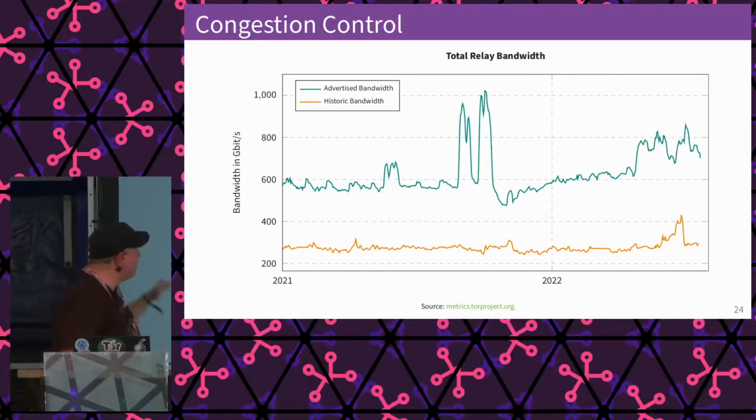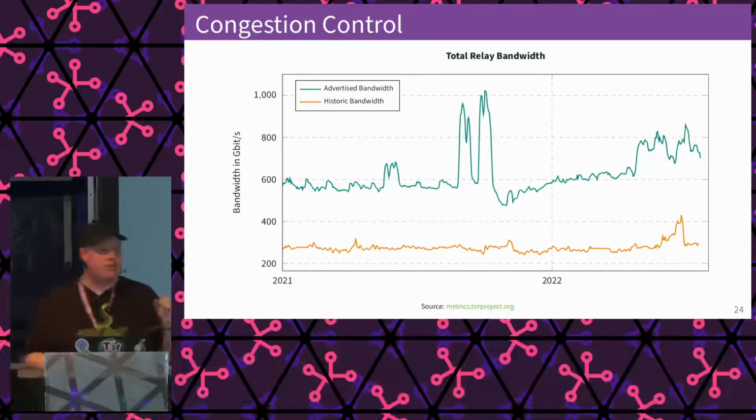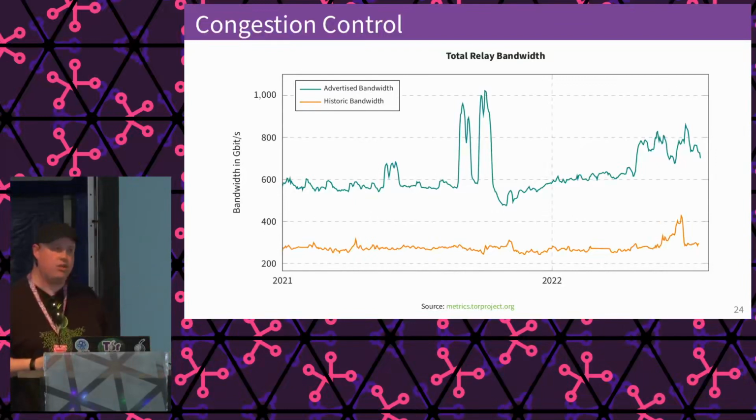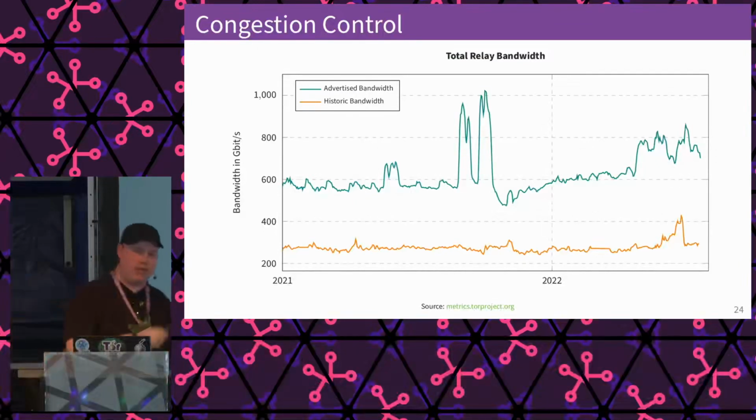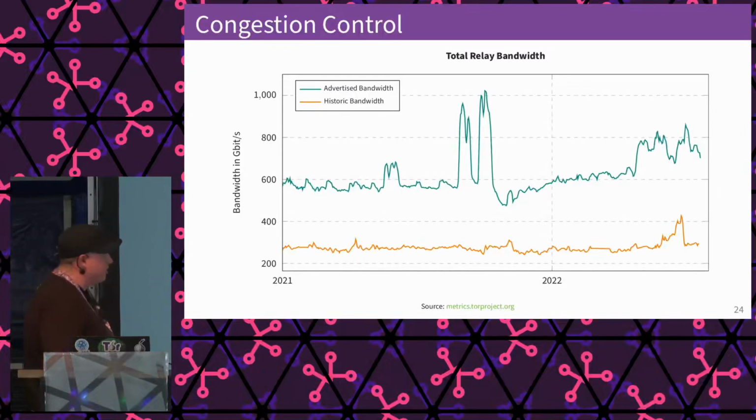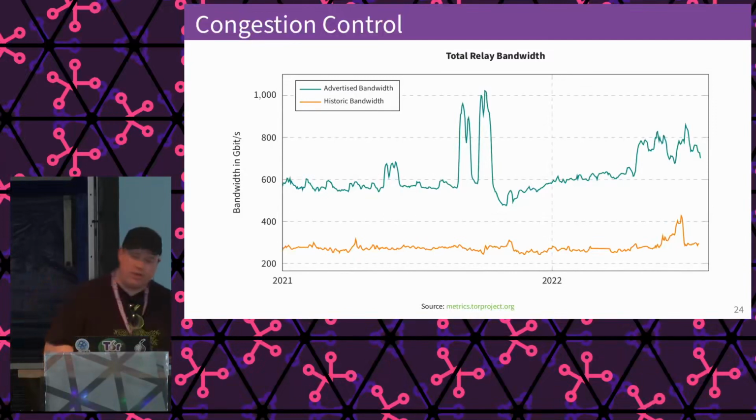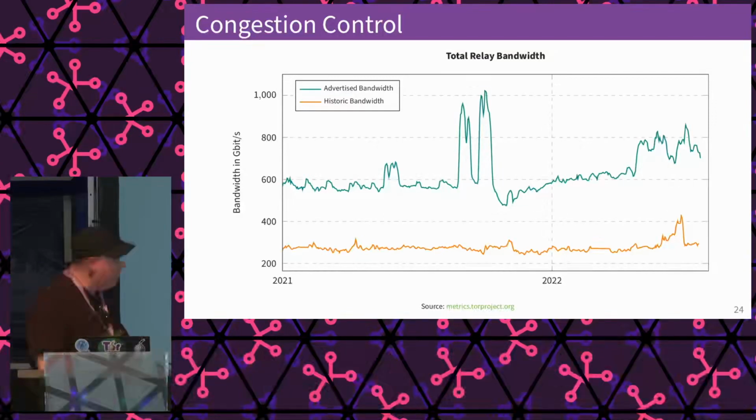To understand this plot, the top part of the plot is relays consistently observing how much traffic they're seeing, and they're noting down the maximum value of traffic they're seeing in the network right now, and they're reporting it back to the directory authorities when they call in and say, hey, I'm still alive. The orange part is where they write how much traffic they've actually seen.